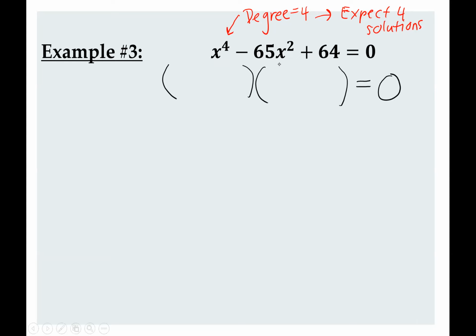Okay, let's look at the first term, x to the fourth. If I'm thinking about FOIL, I need my first 2 terms to multiply to this first term in the trinomial. I need my first 2 terms to multiply to x to the fourth, in other words. So instead of starting with x times x, I'm going to start with x squared times x squared. That's going to be my 2 first terms in my parentheses. So x squared times x squared, that works because that multiplies to x to the fourth.